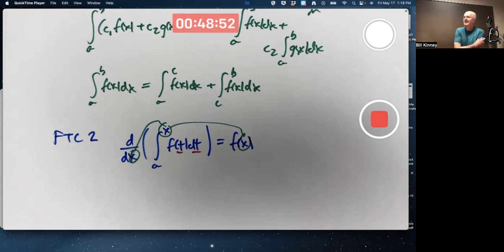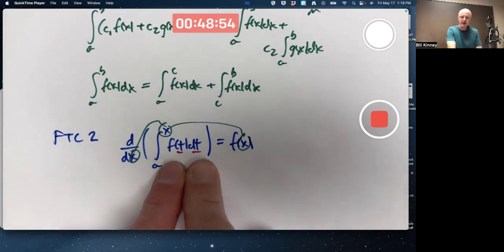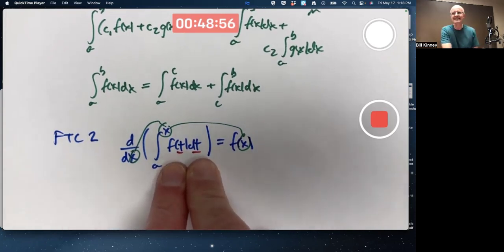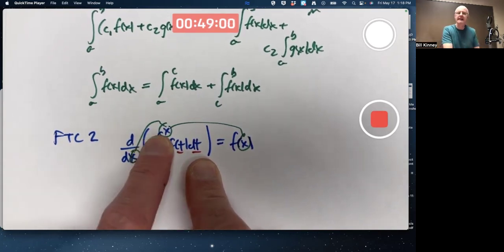Okay. Scientists will often get sloppy here and write x's there too. That's sloppy. We really should be precise and really emphasize what's truly varying is the upper limit of the integral.